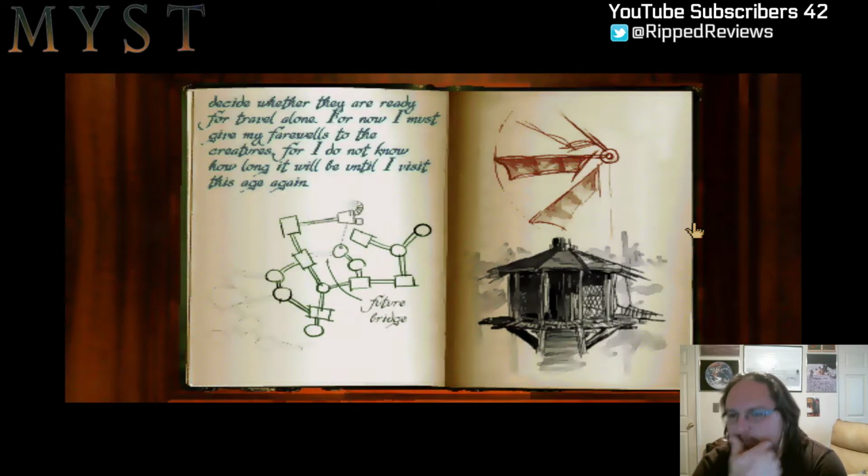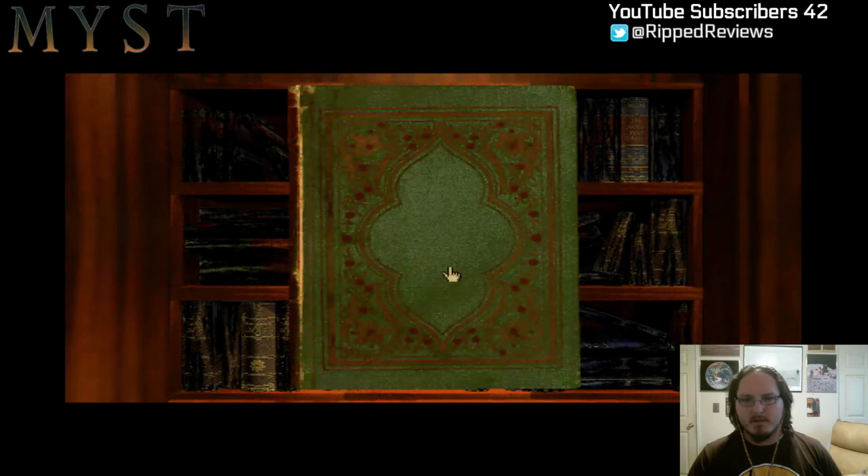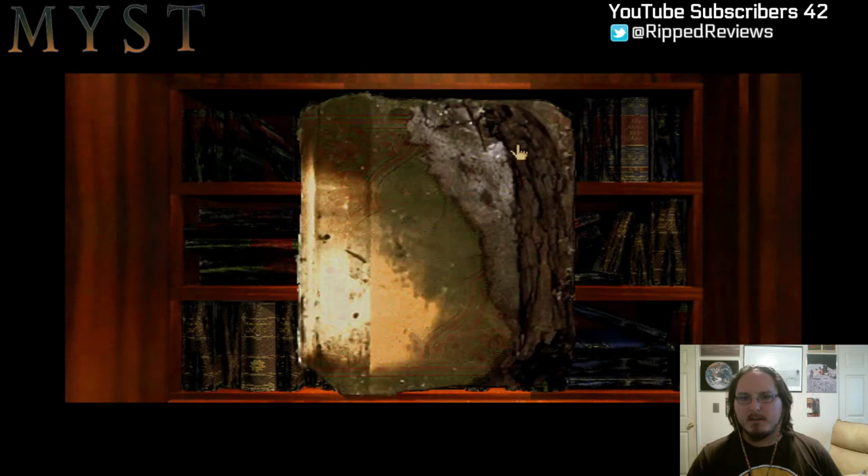And that's a hut on top of a tree. It's like Kashyyyk. Interesting. Oh, that's the end of the book. Okay, that was this one. Yeah. Is there anything else? Oh, that's disgusting.